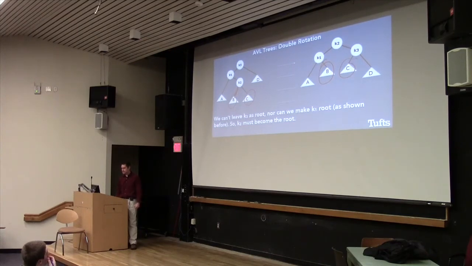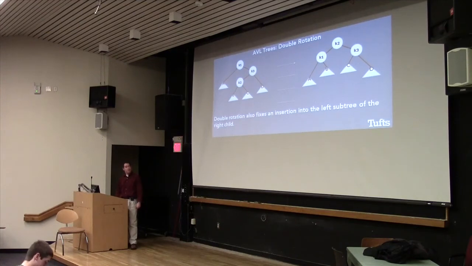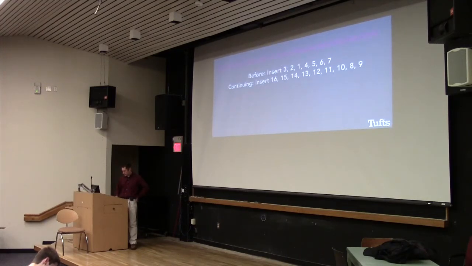Let's see how this one goes. I'm going to show you the exact same animation in a minute. You can also fix an insertion in the left subtree of the right child the same way. See how this K1 is still broken here because you've got 1 and you've got 1, 2, whoops, sorry, 1, 2, 3 here. Not there.